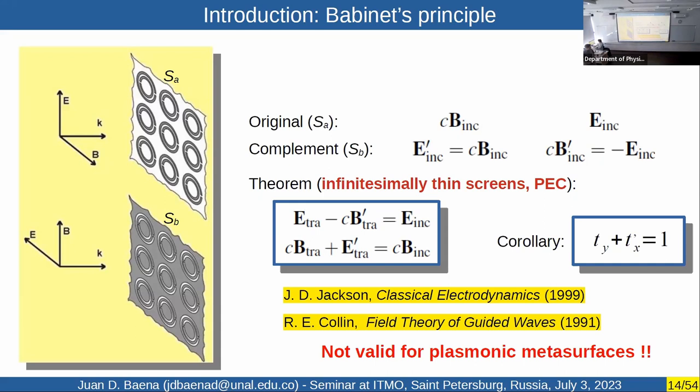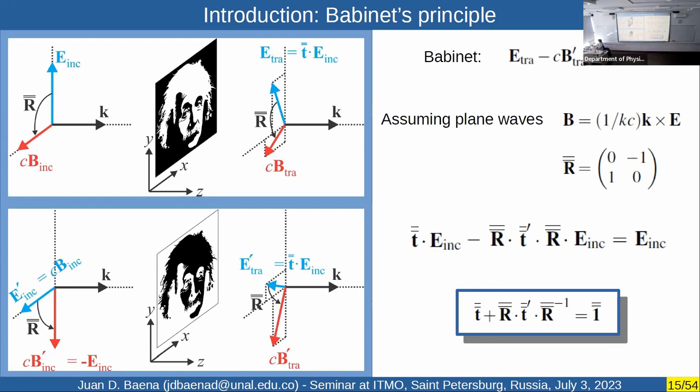I will review the corollary. I will assume the Babinet principle in this form, which is demonstrated, for instance, in Jackson's book. And then if we assume some plane wave is impinging onto the surface, let's say this is the original surface, this is the complementary one, and this is a plane wave impinging onto the surface. In the complementary problem, I will use a plane wave which is like this, but rotated by 90 degrees. The polarization state was rotated 90 degrees.